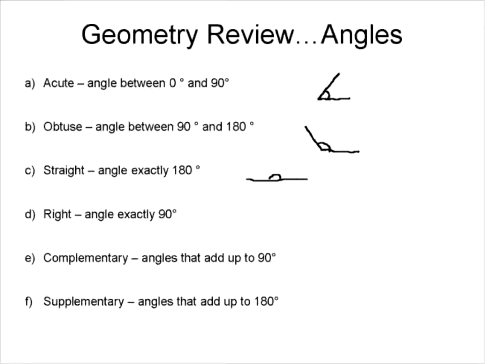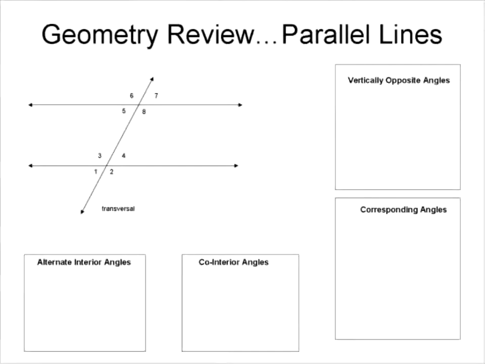A right angle is an angle that is exactly 90 degrees, and we use that symbol for a right angle. And then we have two other types of angles that we're going to have some terminology here. If two angles are complementary, what that means is they add up to 90 degrees, and if two angles are supplementary, it means they add up to 180 degrees. So terminology is going to be very important in this section.